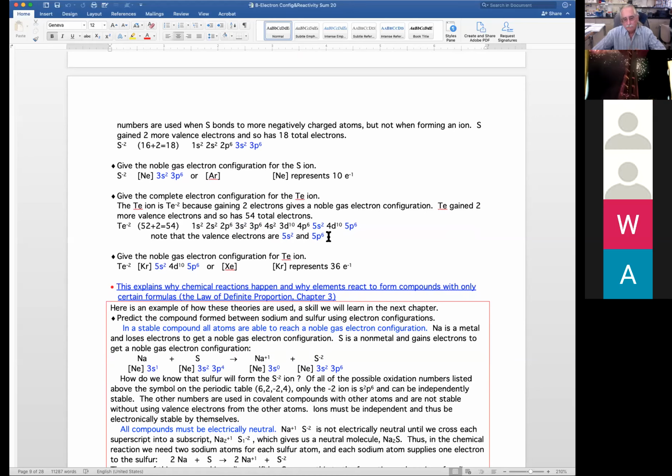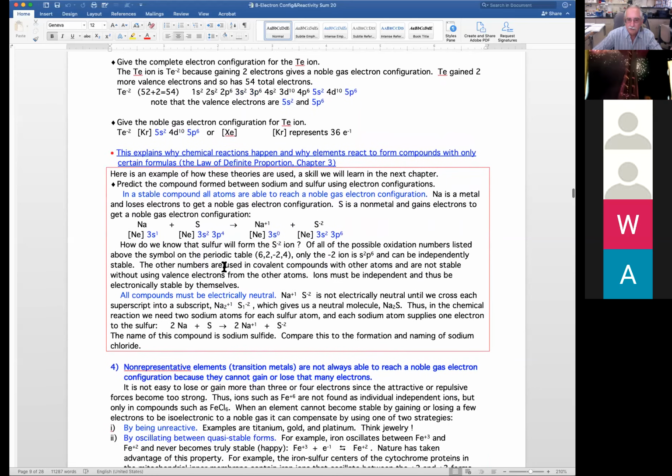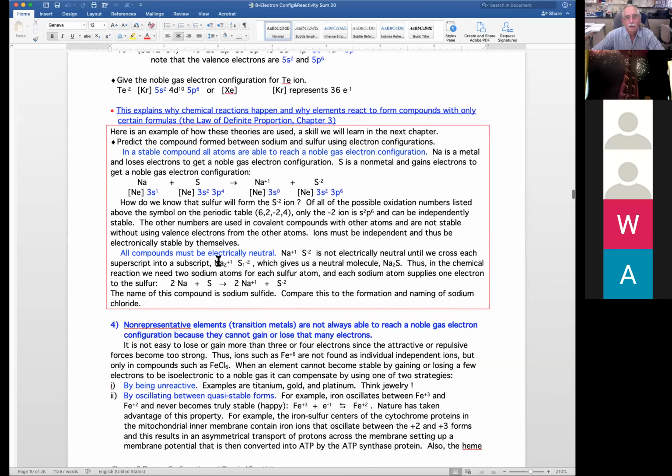So now we looked at what metals want to do, what nonmetals want to do. So that helps us explain why chemical reactions happen and why elements react to form compounds with only certain formulas, which is really the law of definite proportion. So here's an example. It's really something we're going to be doing in the next chapter.